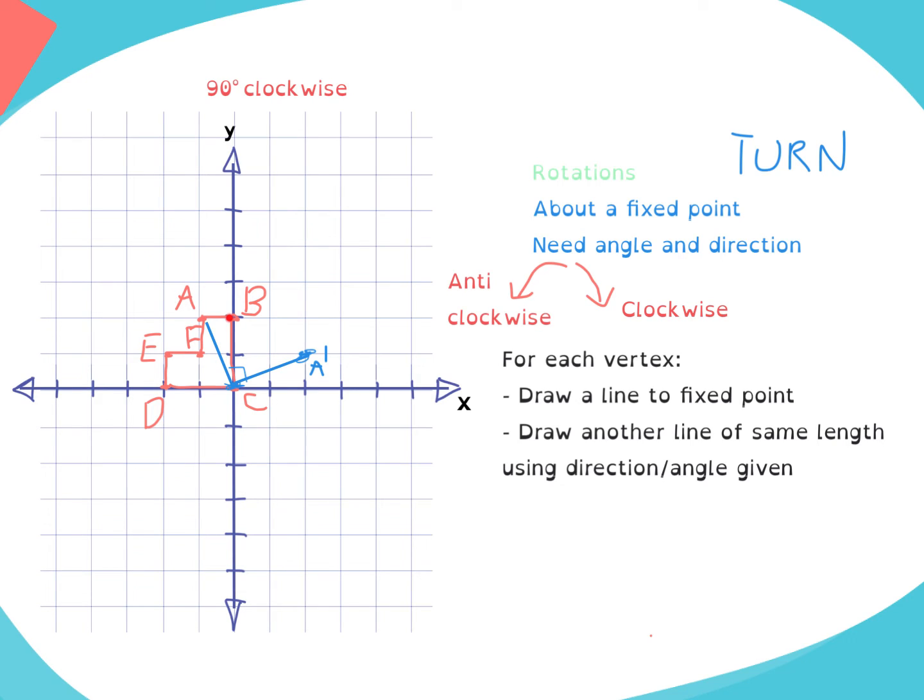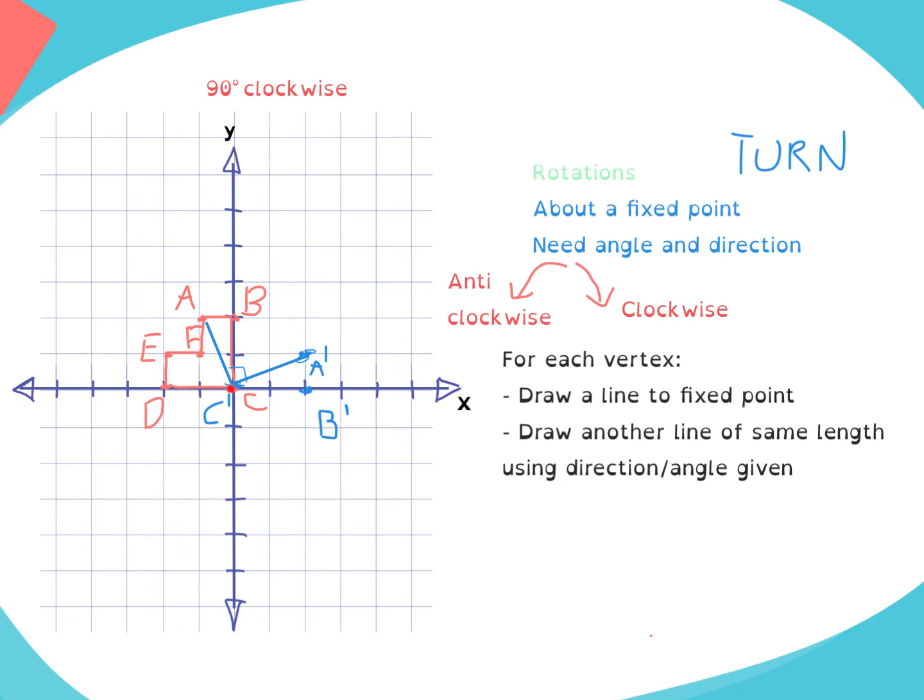So from B to C, it's really easy. We have a line already drawn here. So at 90 degrees clockwise, I want to go this way. I'm just going to draw a line that's the same length at 90 degrees. So B would go there. Now C is the fixed point. This is the center of rotation, so it actually won't move. C will actually stay there. And then we do the same for all the others.